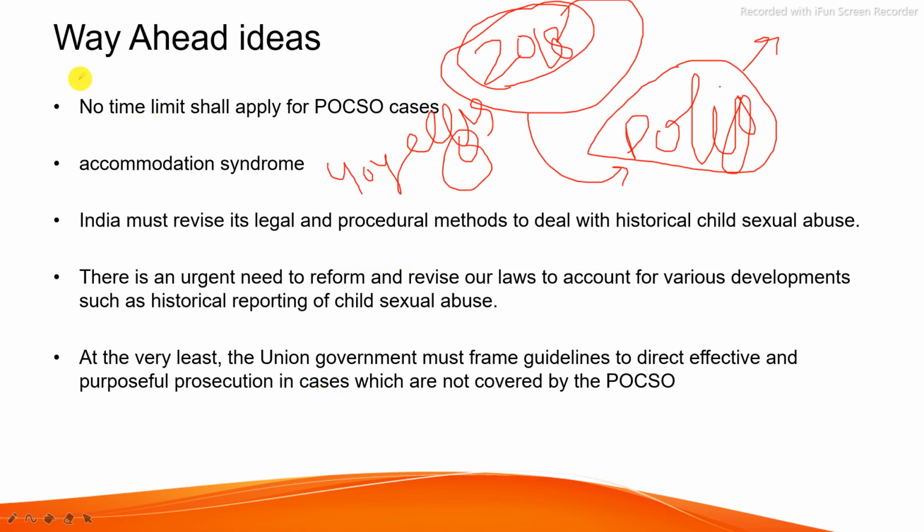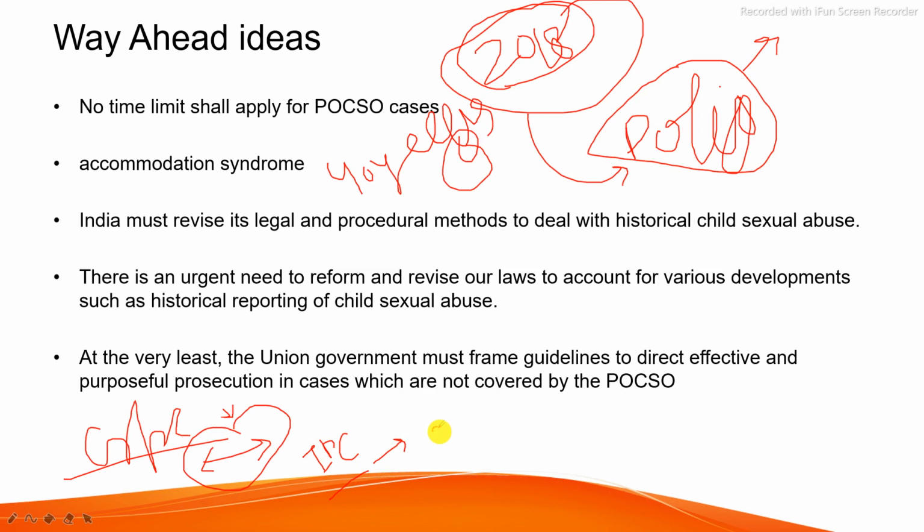Now, what lies ahead? What is the need for no time limit to apply for POCSO cases? If I take the example of the CrPC, the Criminal Procedure Code, there is a provision that prohibits the judicial magistrate from taking cognizance of cases beyond a specific time limit. That means a judicial magistrate can take up historical child sexual abuse cases only within this particular time limit.